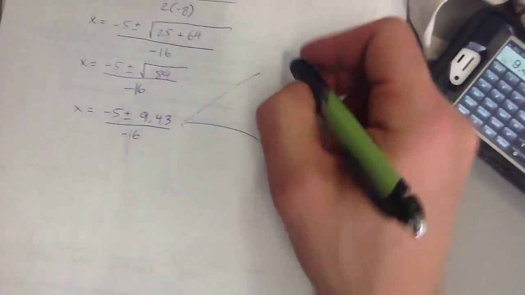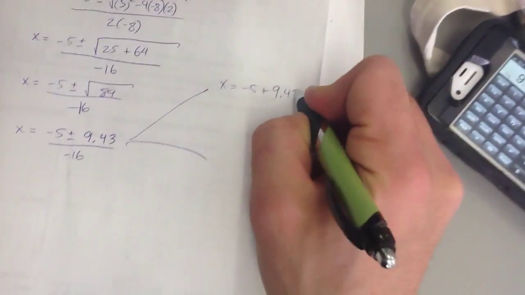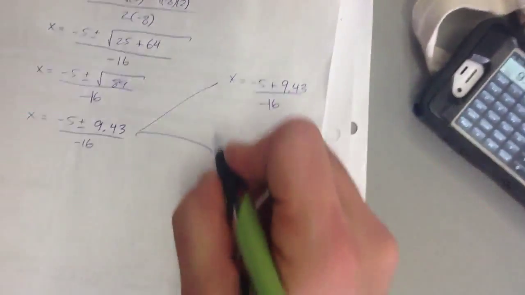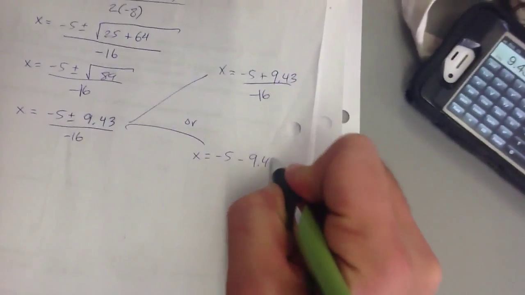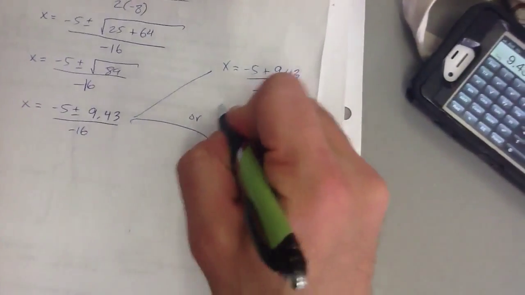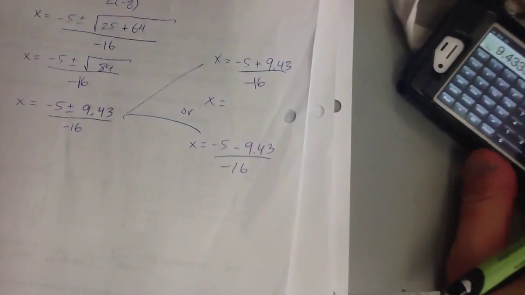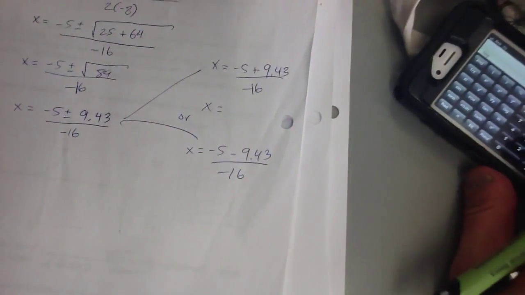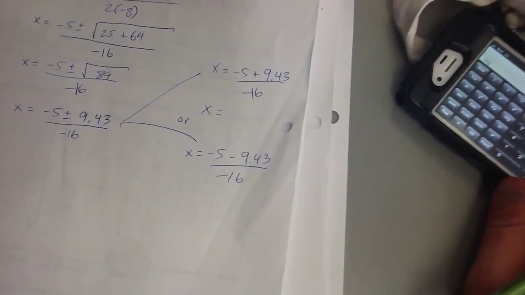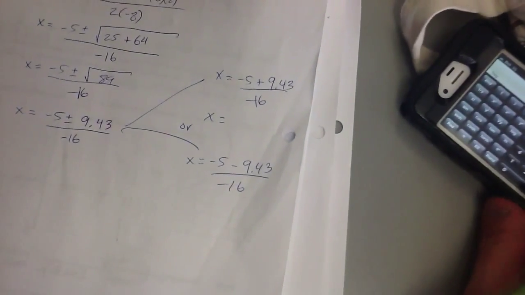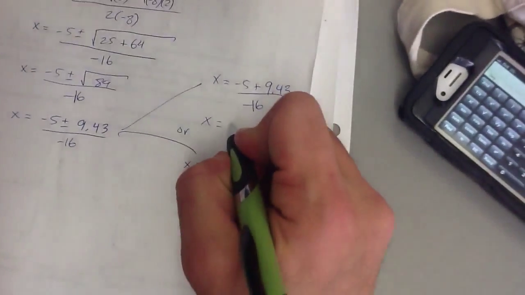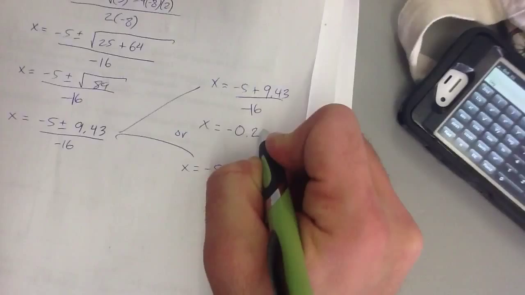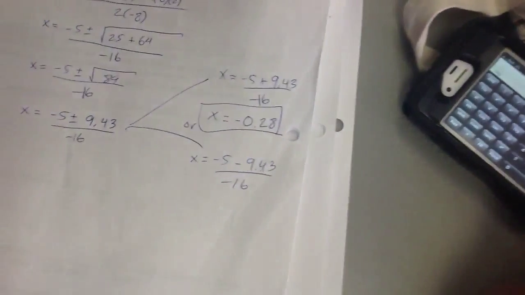So I'm going to split this up into 2 answers. x equals -5 plus 9.43, all over -16. Or I have x equals -5 minus 9.43, all over -16. If I do this one here, and I'll do that one quickly, I have -5, and I'm going to add 9.43, and I'm going to divide that by -16, and I get approximately -0.28. So that's my first x-intercept.